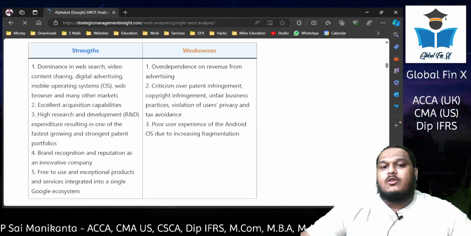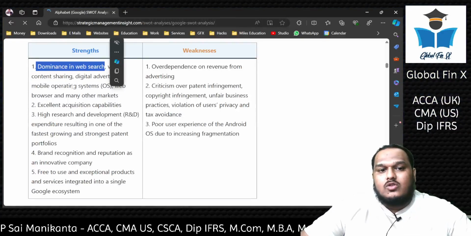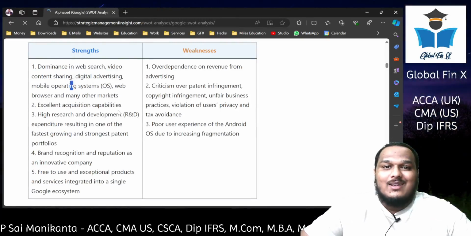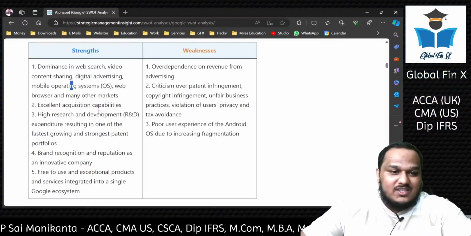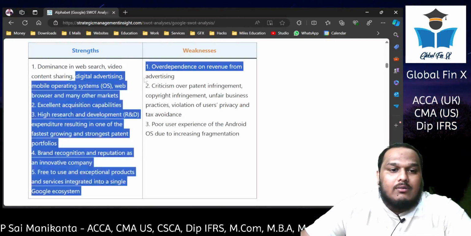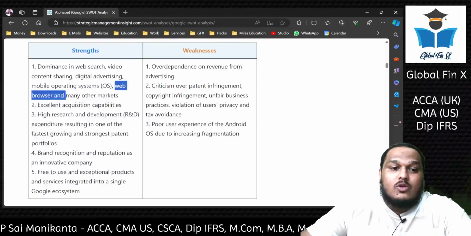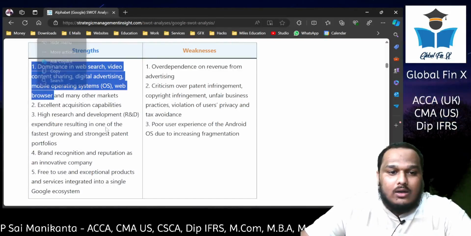There you go, SWOT. So strengths. They have very good dominance in web search. People don't say go and search on the web, people say go and Google it. So Google has become a synonym for web search. They are very good at that. And video content sharing, YouTube, digital advertisement, Google AdSense, mobile operating system, Android, web browser, Chrome. So all of these are what? They are all the strengths of Google, Alphabet.